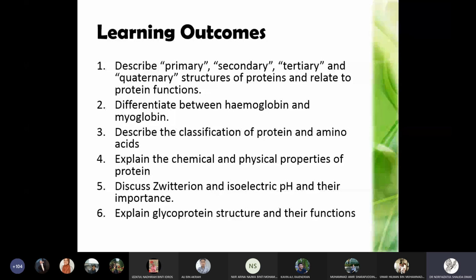So basically, if you still remember, yesterday I talked about glycosaminoglycan and glycoprotein. So it's the same. It's just a bit of a continuation from yesterday on the glycoprotein.